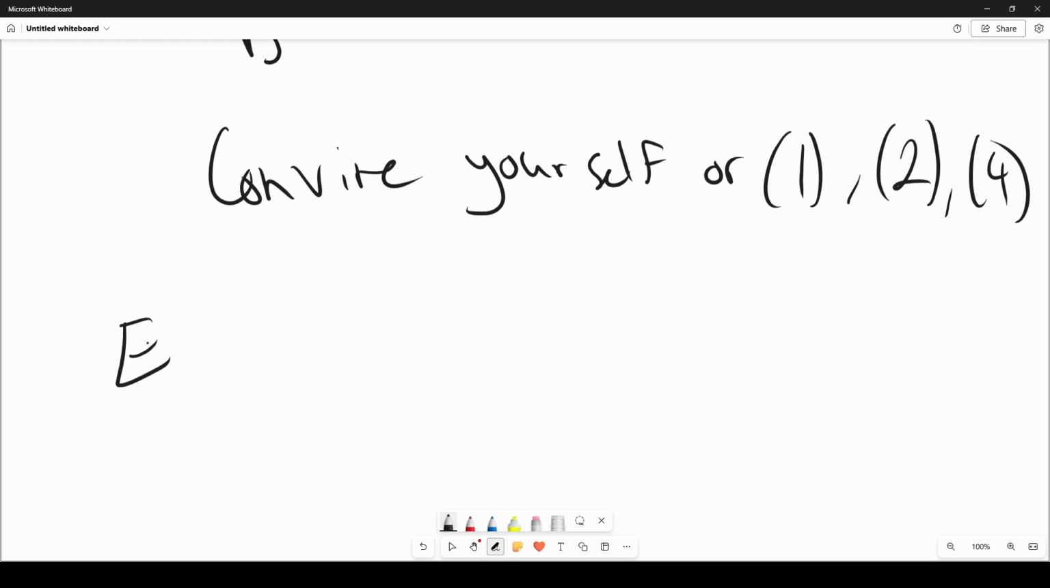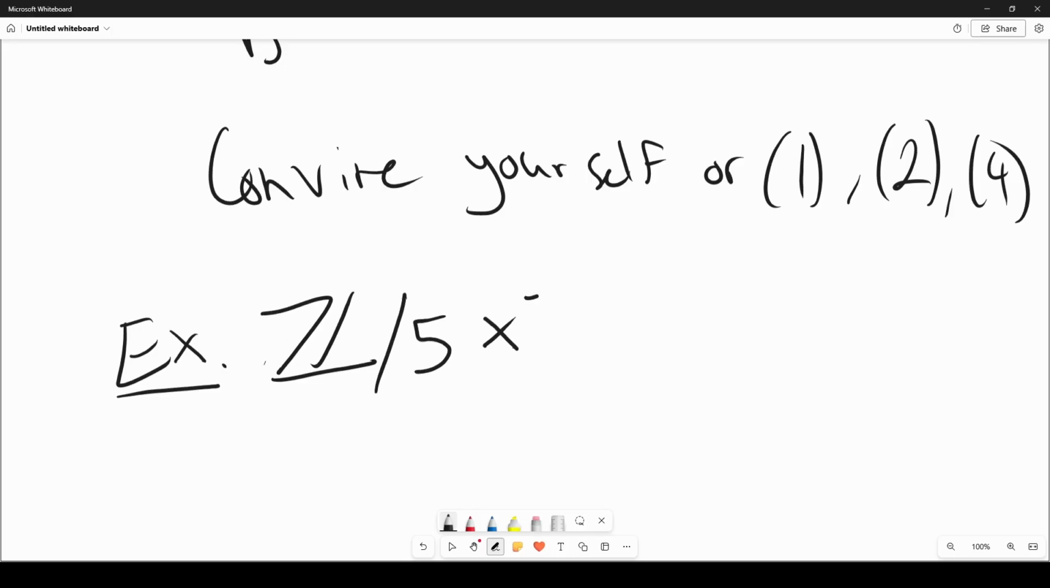Some experimental evidence. So let's start with an example. Let's consider the direct product, which is Z mod 5 cross Z mod 10. And this is going to be my group G. I'm just going to call it G.